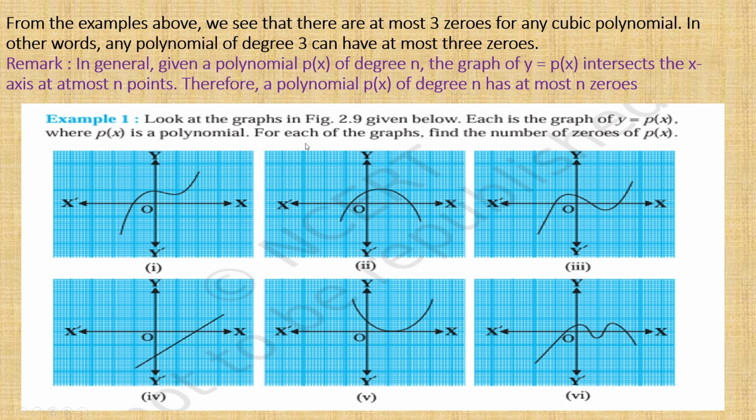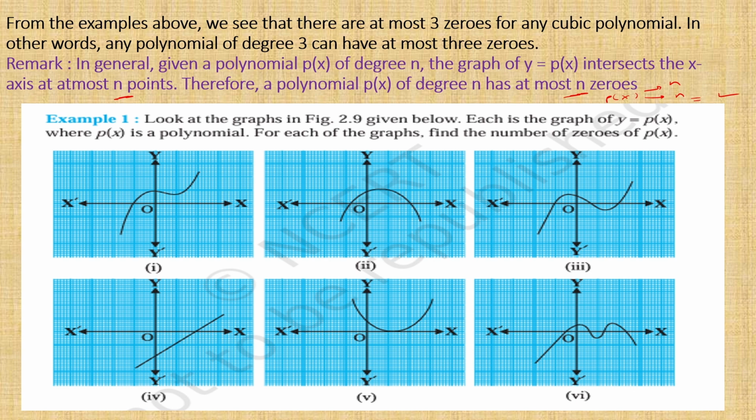So from these three, what we conclude is that in general, given a polynomial p of x of degree n, the graph of y is equal to p of x intersects the x-axis at most n points. That means the polynomial p of x of degree n has at most n zeros. These are the maximum, not the minimum. A polynomial p of x of degree n has a maximum of n zeros.